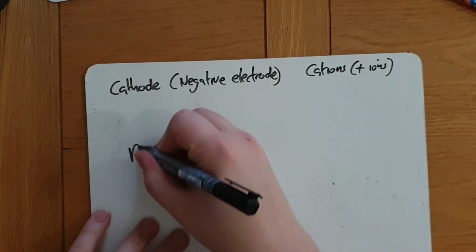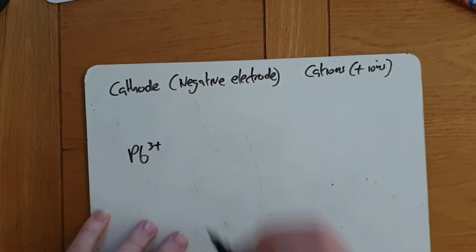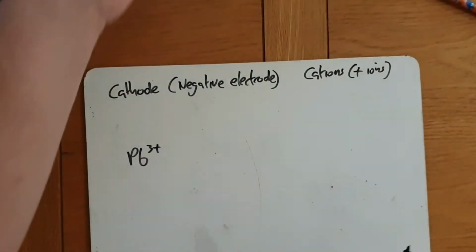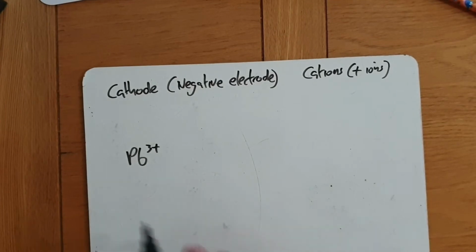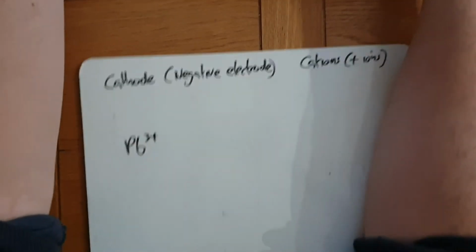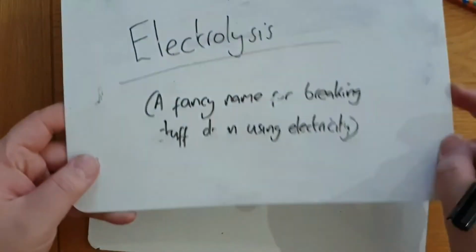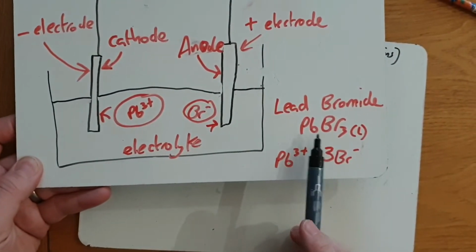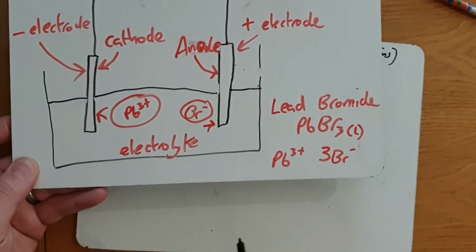So we've got our lead, Pb3+ ion. It's come across to the cathode, and what happens to it? It gains electrons. So we're turning this back into lead. The whole point of electrolysis is that we're breaking stuff down using electricity. So we're taking our lead bromide and we're going to turn it back into lead and bromine.